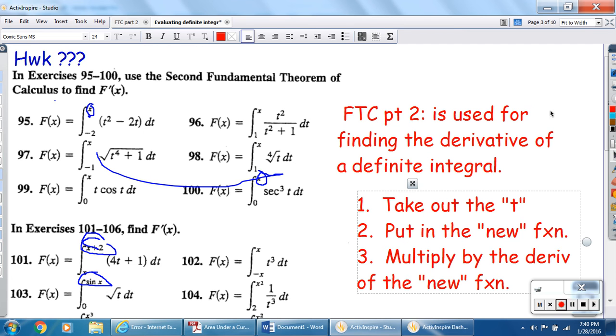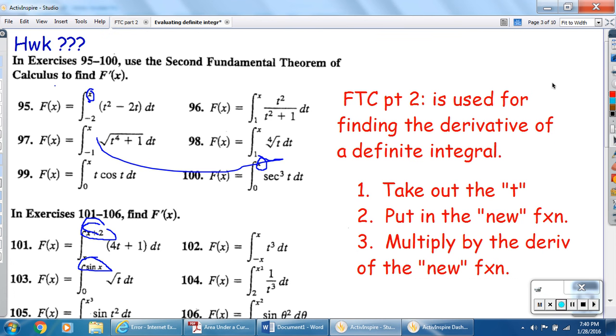Alright, so those are the 3 steps of using the fundamental theorem of calculus part 2. Number 1, take out the t. Number 2, put in the new function. And number 3, multiply by the derivative of the new function.